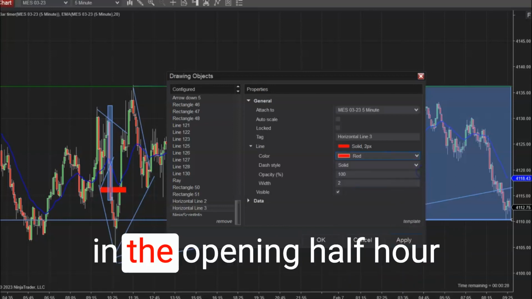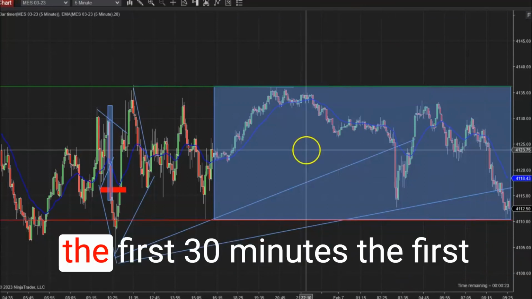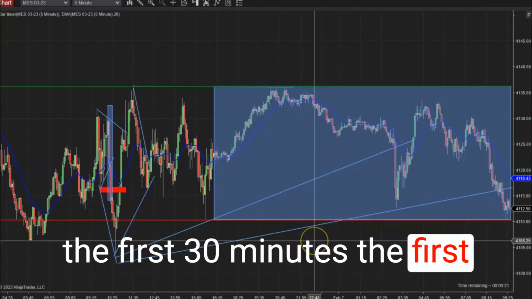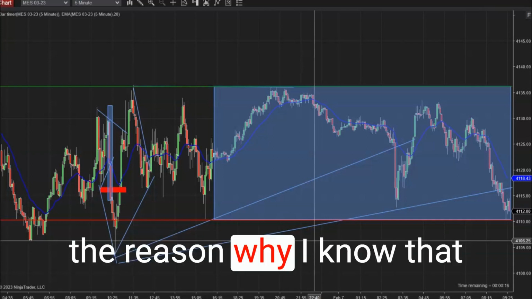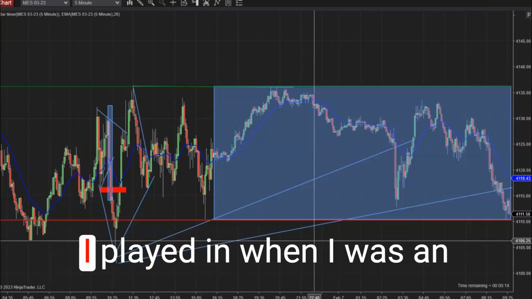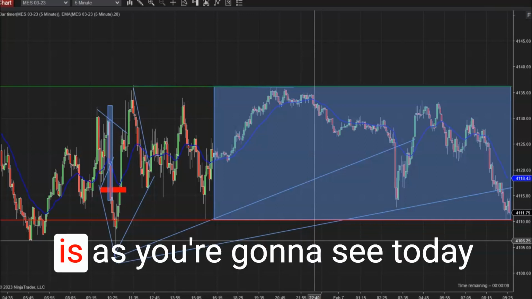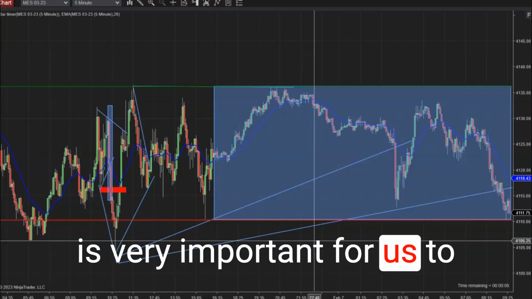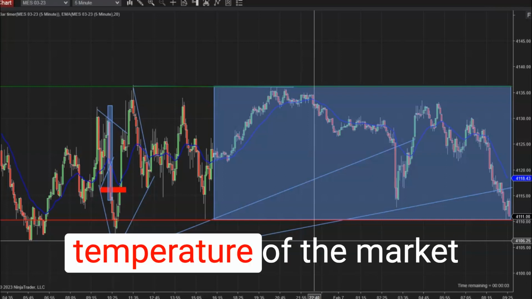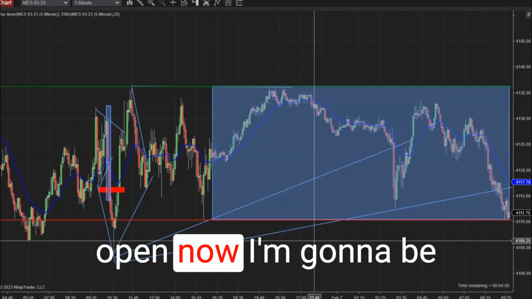Most times I don't trade in the opening half hour. A lot of times I don't trade in the opening hour. Why? The first 30 minutes, the first hour is amateur hour. The reason I know that is that's the playground that I played in when I was an amateur. However, the open, as you're going to see today, is very important for us to figure out, to almost get a temperature of the market. So right here, the market's open. And now I'm going to be transitioning.